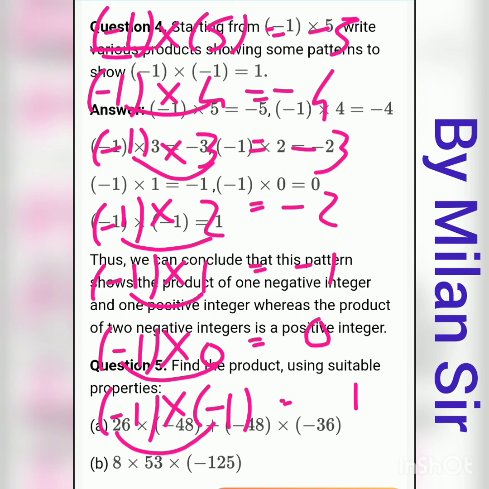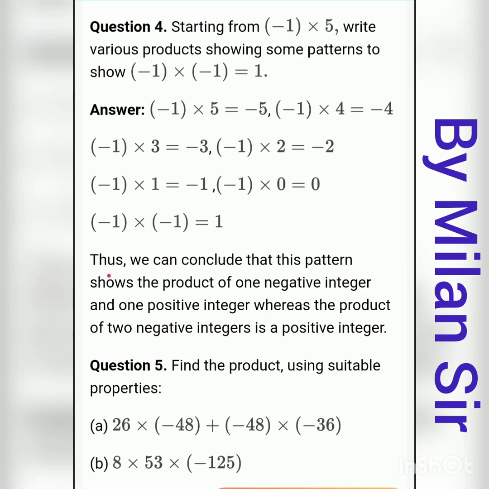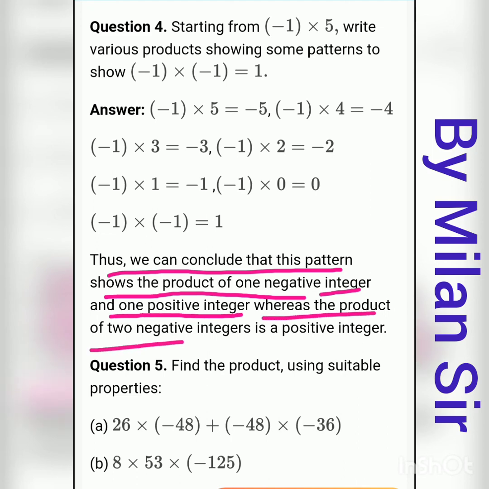In the first place we want minus 1, we already have minus 1, so we keep it as it is. In the second place we want minus 1, but we have 5, so we write the decreasing order 5, 4, 3, 2, 1, 0, minus 1. So we get this pattern. Thus we can conclude that this pattern shows the product of one negative integer and one positive integer is negative, whereas the product of two negative integers is a positive integer. If one number is negative and one is positive, we get a negative answer, but if both numbers are negative, we get a positive answer.